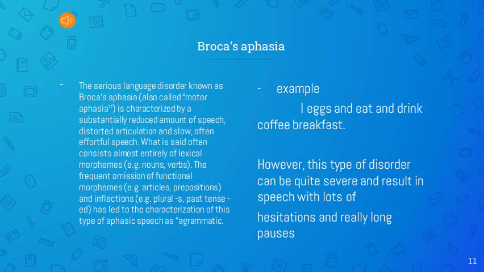The frequent omission of functional morphemes, e.g., articles, prepositions, and inflections, e.g., plural -s, past tense -ed, has led to the characterization of this type of aphasic speech as agrammatic. Example: I eat and drink coffee breakfast. However, this type of disorder can be quite severe and result in speech with lots of hesitations and really long pauses.